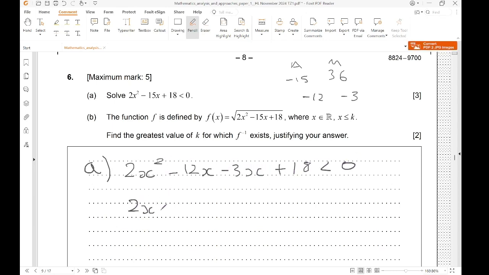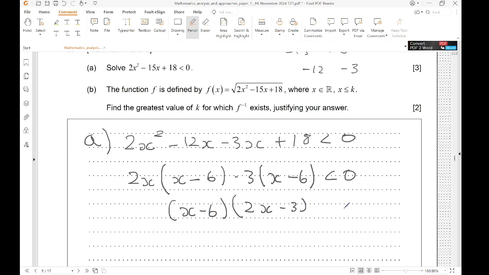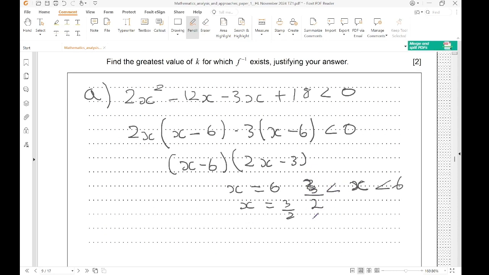So then you factorize 2x on the outside, x minus 6, and then minus 3 over here. So x minus 6 here too, and then less than 0. So (x minus 6)(2x minus 3). So x is equal to 6, and then x is equal to 3 over 2. So x has to be less than 6 but greater than 3 over 2 to satisfy this. There we go.